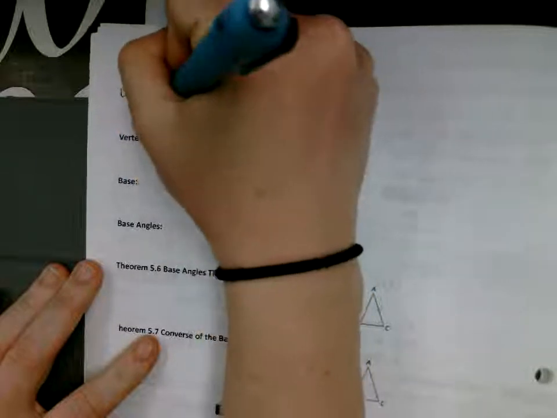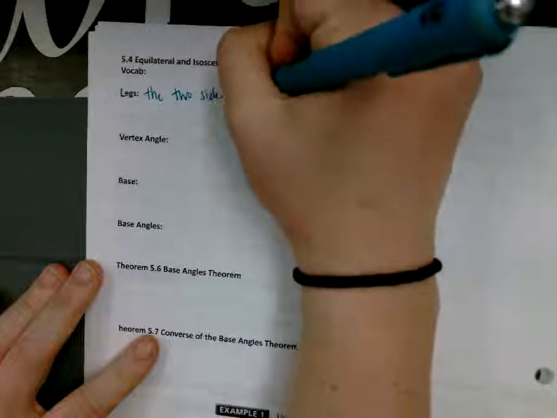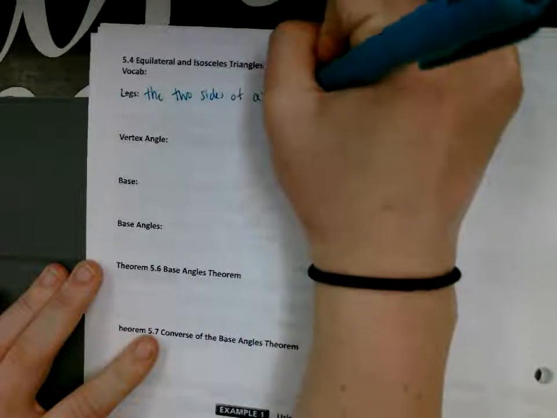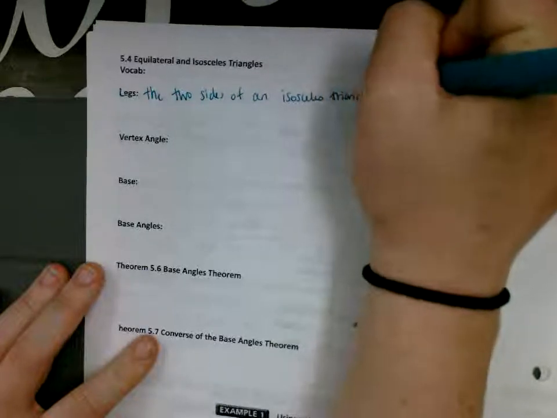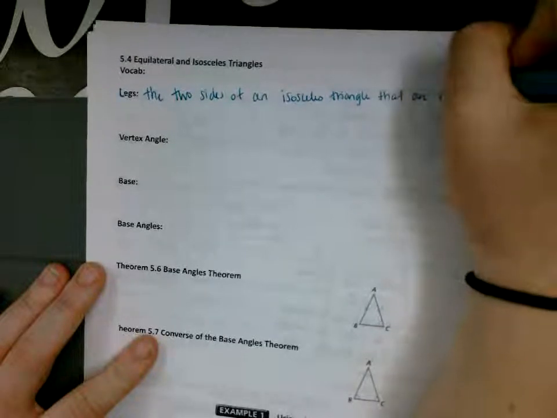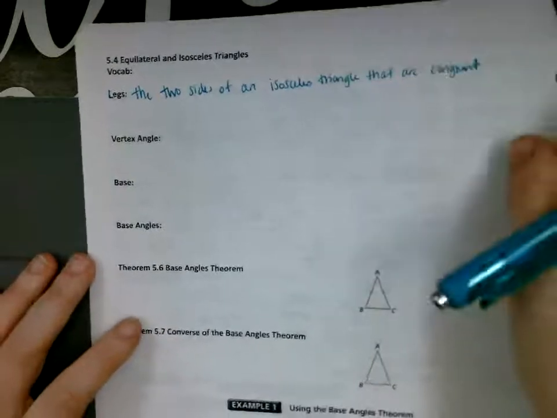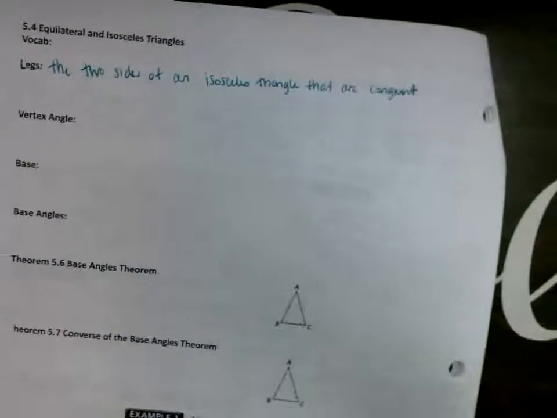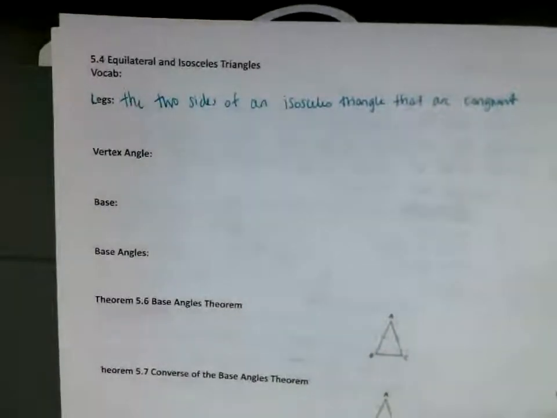And it is the two sides of an isosceles triangle that are congruent. Okay. Oh, I'm sorry, I feel like this looks kind of weird. Here we go. Better.